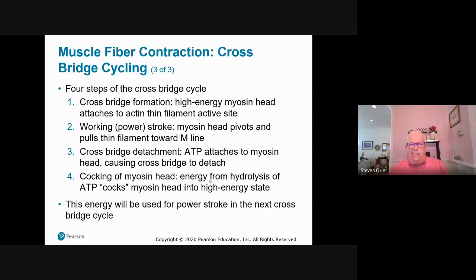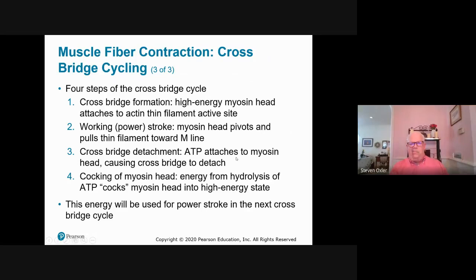So the 4 steps of cross-bridge cycling is you need to form a cross bridge. And the formation of a cross bridge is that the myosin head attaches to the actin thin filament. You develop what we call a power stroke. The myosin head pivots and pulls actin towards the M line. The cross bridge is then detached.